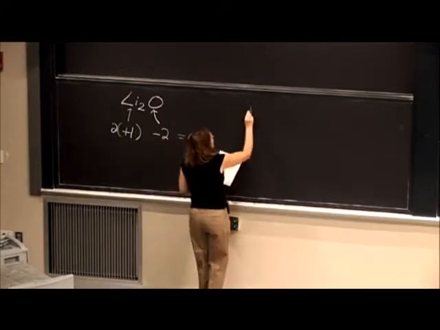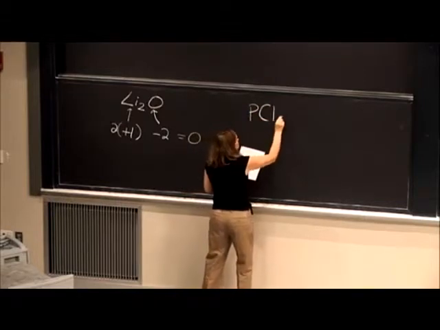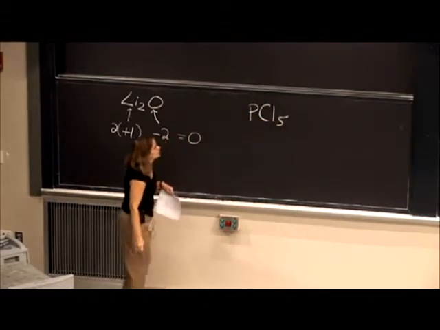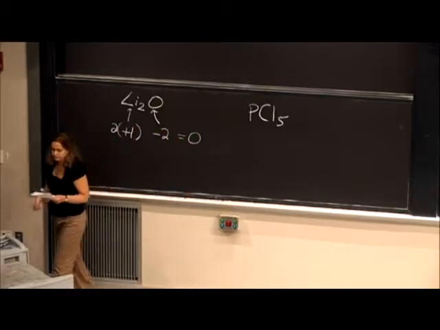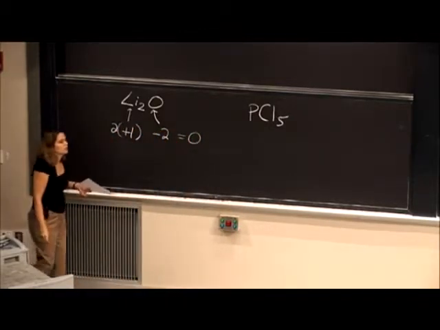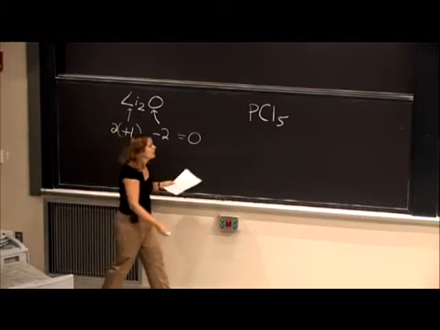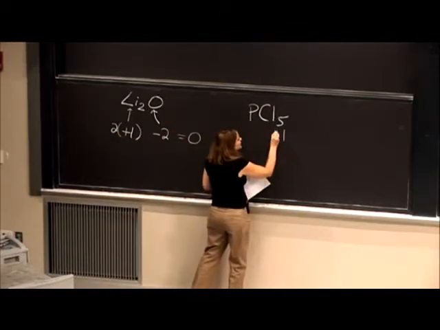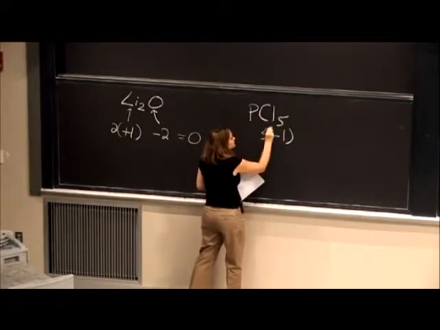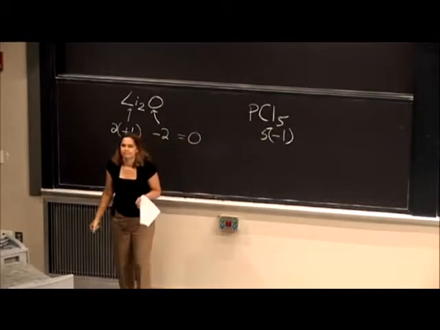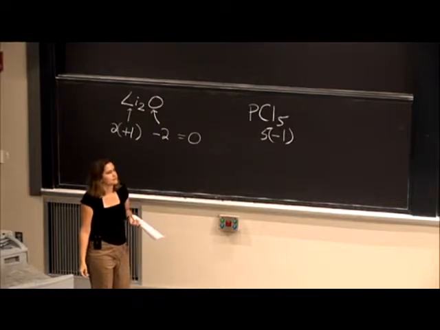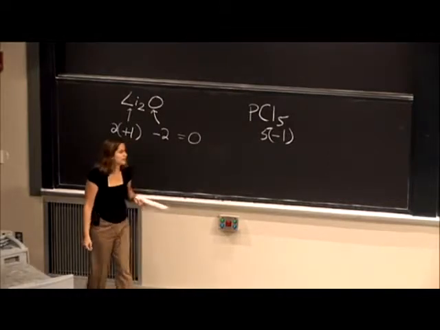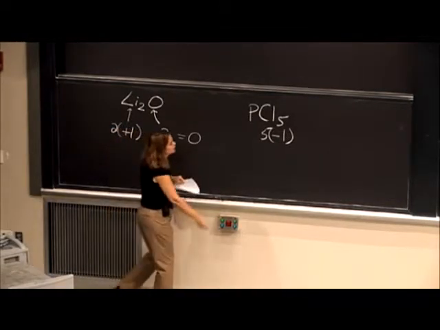All right, so let's look at PCl5. So what do we know about the oxidation number of chloride? What are you guessing? -1. What's the exception to that? When it's with what? When it's with oxygen, it can be different. All right, so there are 5 of those.